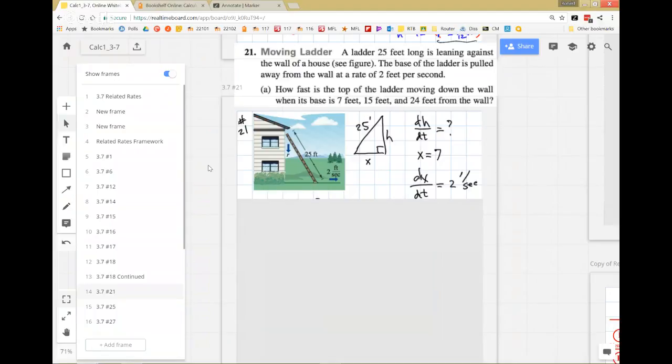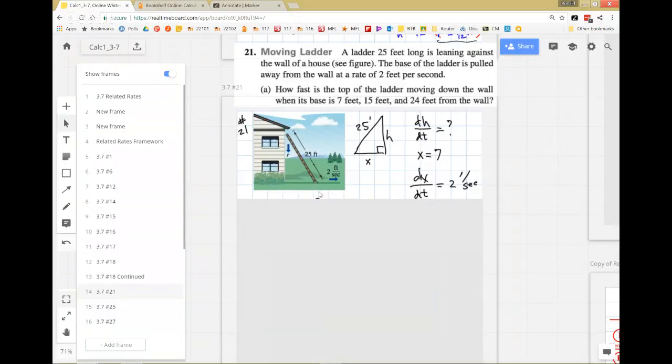That's pretty quick. That would be time to get off the ladder if you were up there. How fast is the top of the ladder moving down the wall when the base is 7 feet? We'll just do that one. There are 3 parts to it: when it's 7 feet, when it's 15 feet, when it's 24 feet. When it's 24 feet, the ladder is almost smashed, only a foot from the ground.